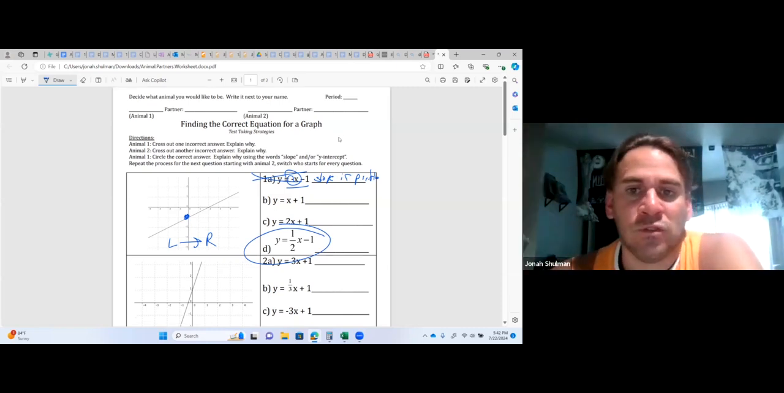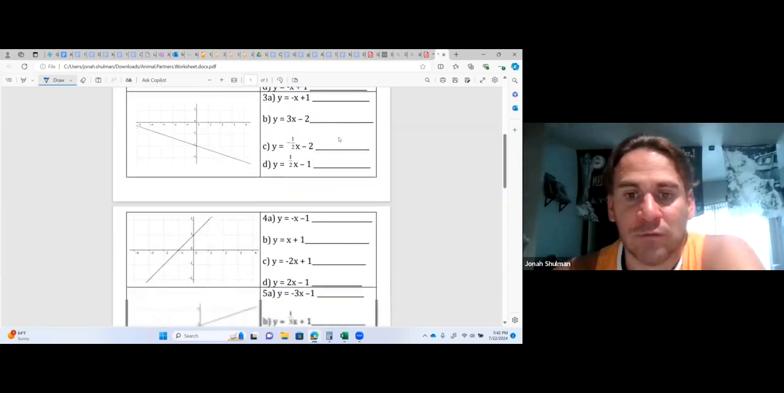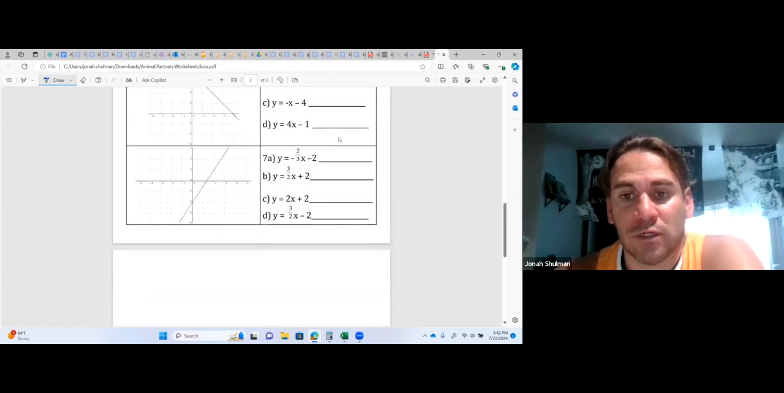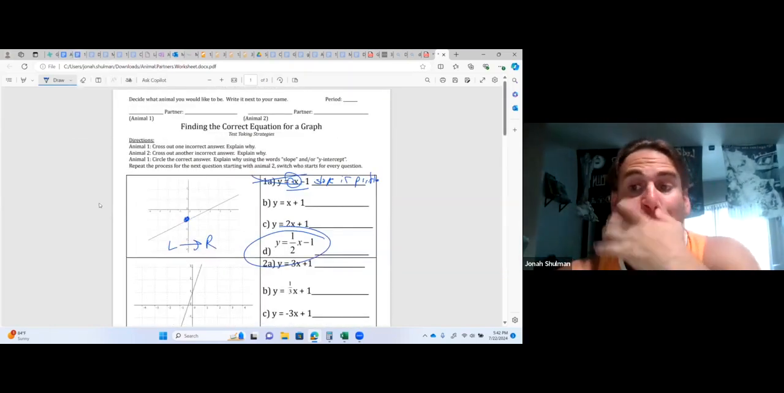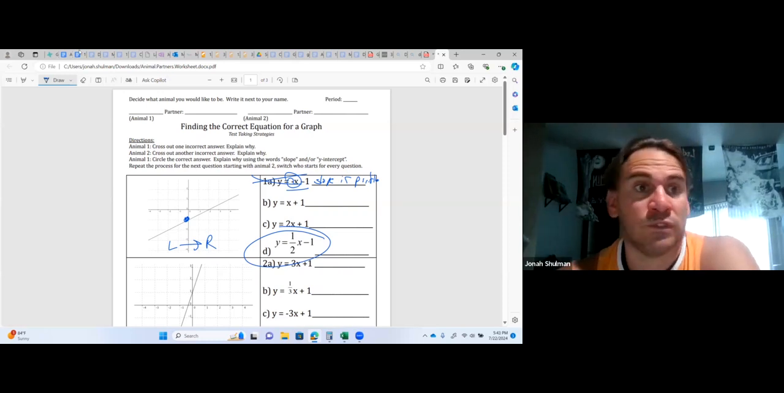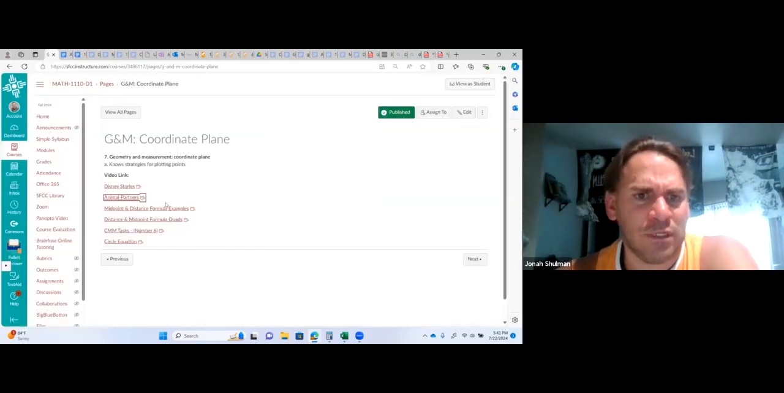Ta-da. And these are really fun because they get to cross out and they get to write why the answers are wrong. They get to work with a partner. So ta-da. I hope that's fun. I always think these are good. These are always really good for students. What else did I put in here?